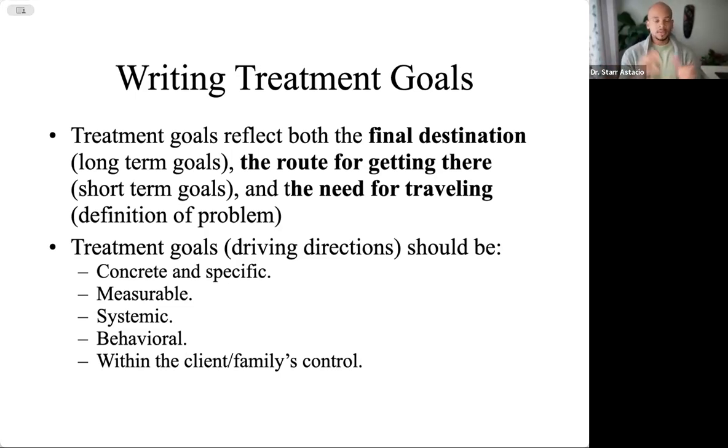Some agencies are really hard on this, like they specifically want your goals to be measurable. In our practice, they should be systemic. If you're working in a relational case with a couple or a family, some agencies require them to be behavioral too.